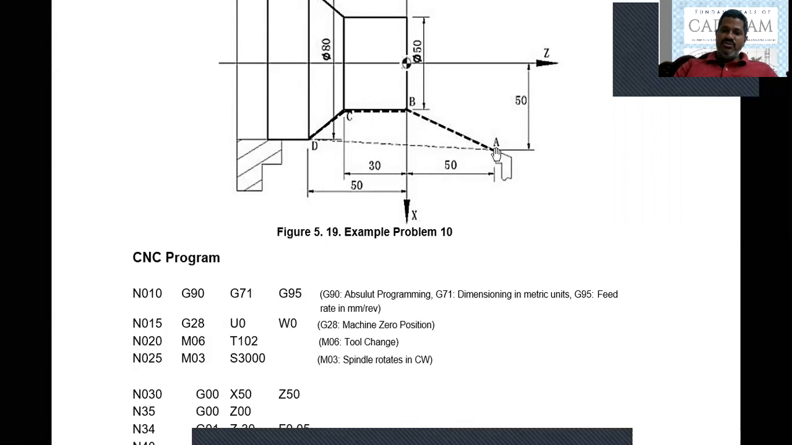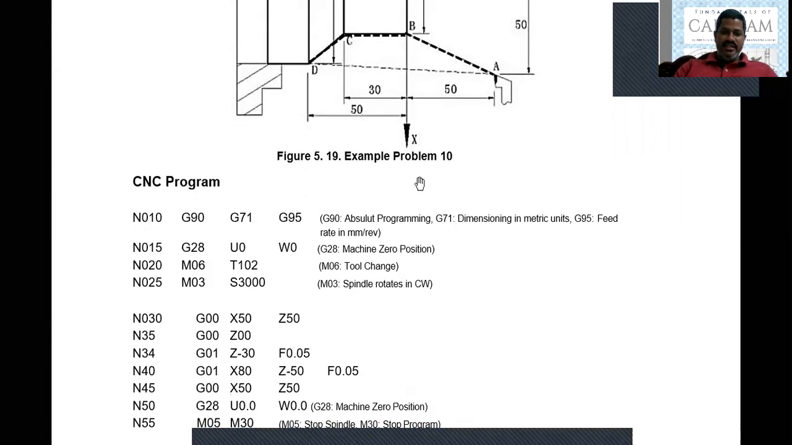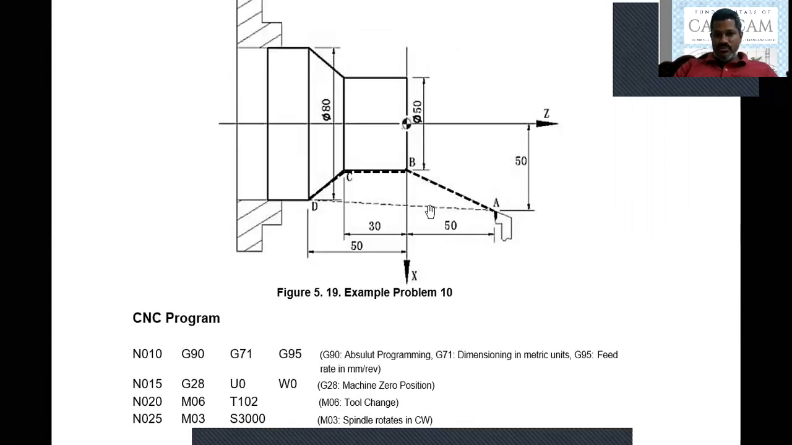Now let us move this tool to X 50. X is already 50 here. Then we have to move Z to 0. So that means we have to move Z to 0.